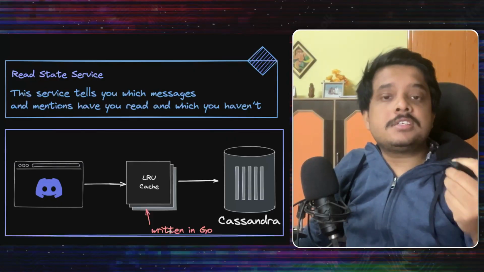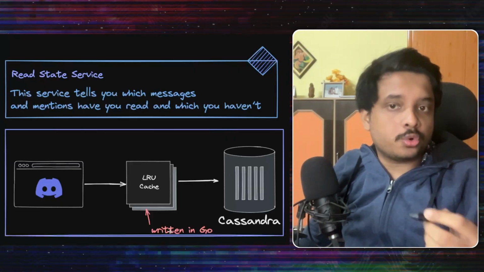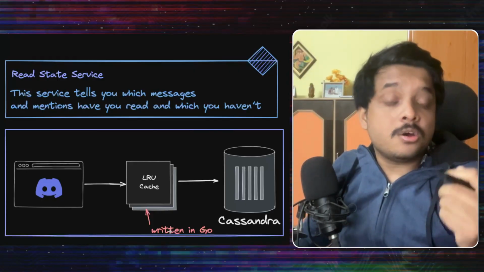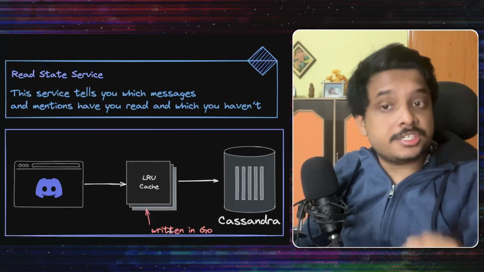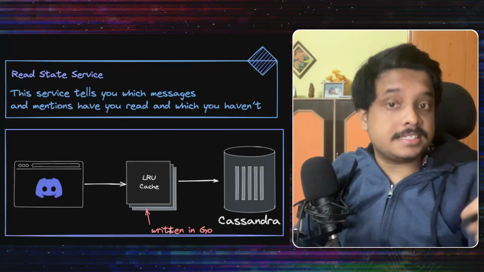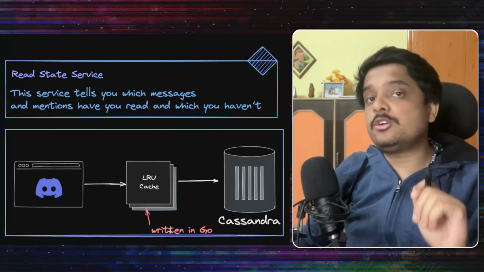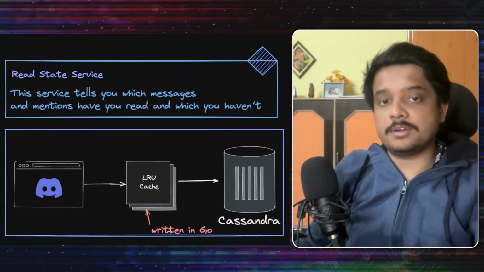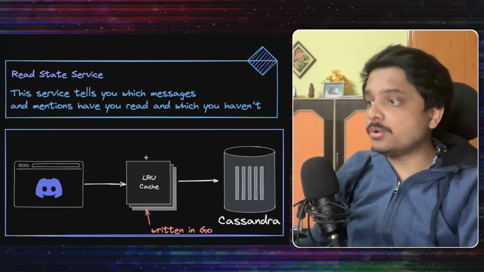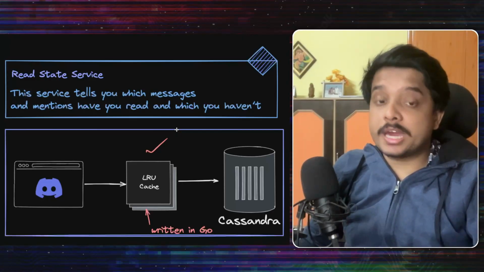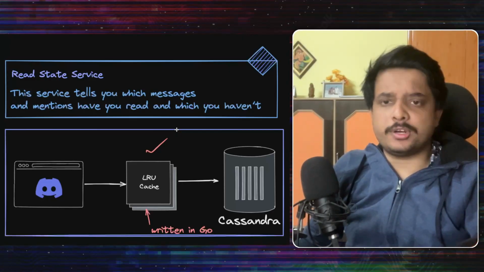As you can imagine, this service needs to store a lot of state. It needs to store per channel what messages and what mentions a user has seen or has not. First, let's get to an overview of the architecture they are using. Firstly, they have an LRU cache to store all this data. Now, if you don't know what an LRU cache is, let me tell you a line about it.